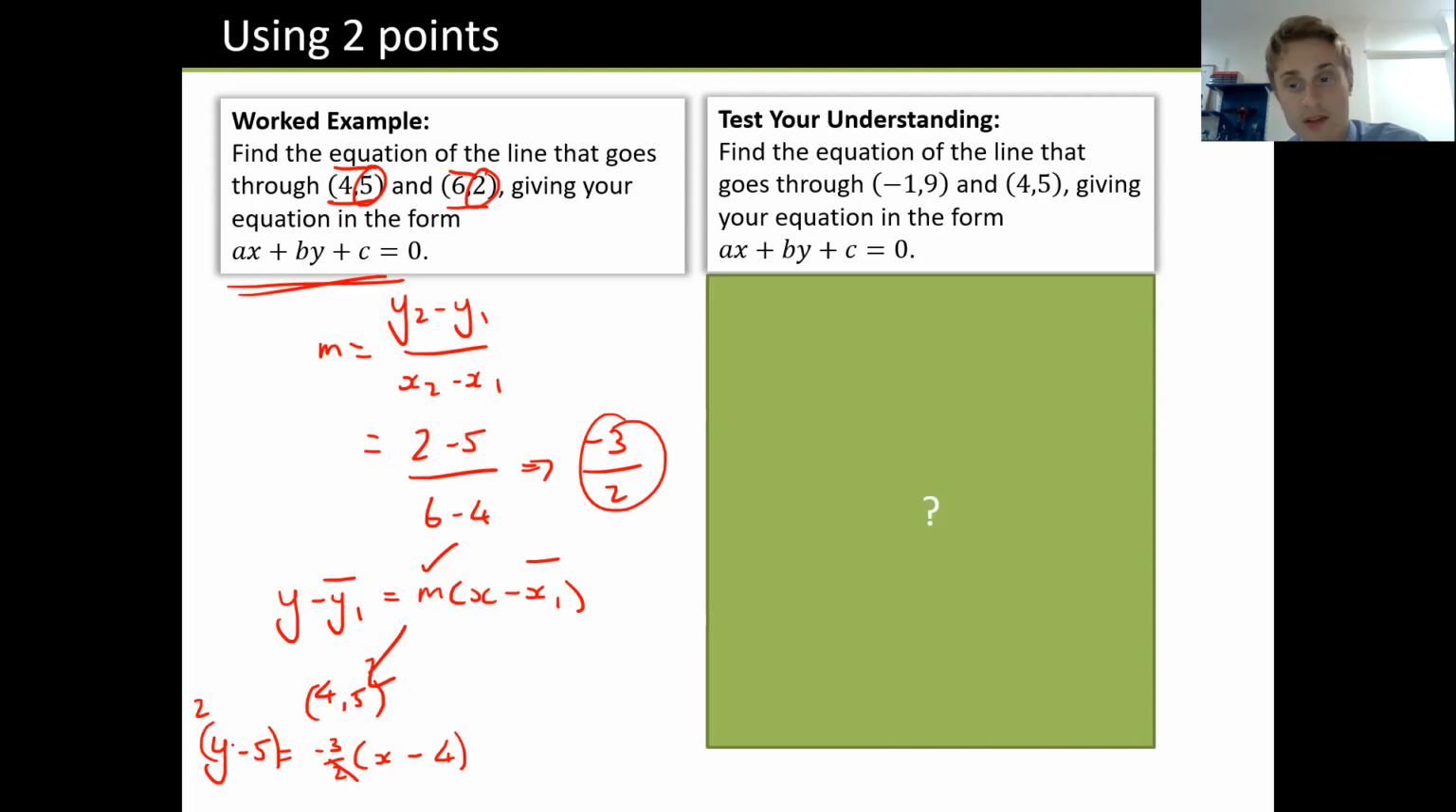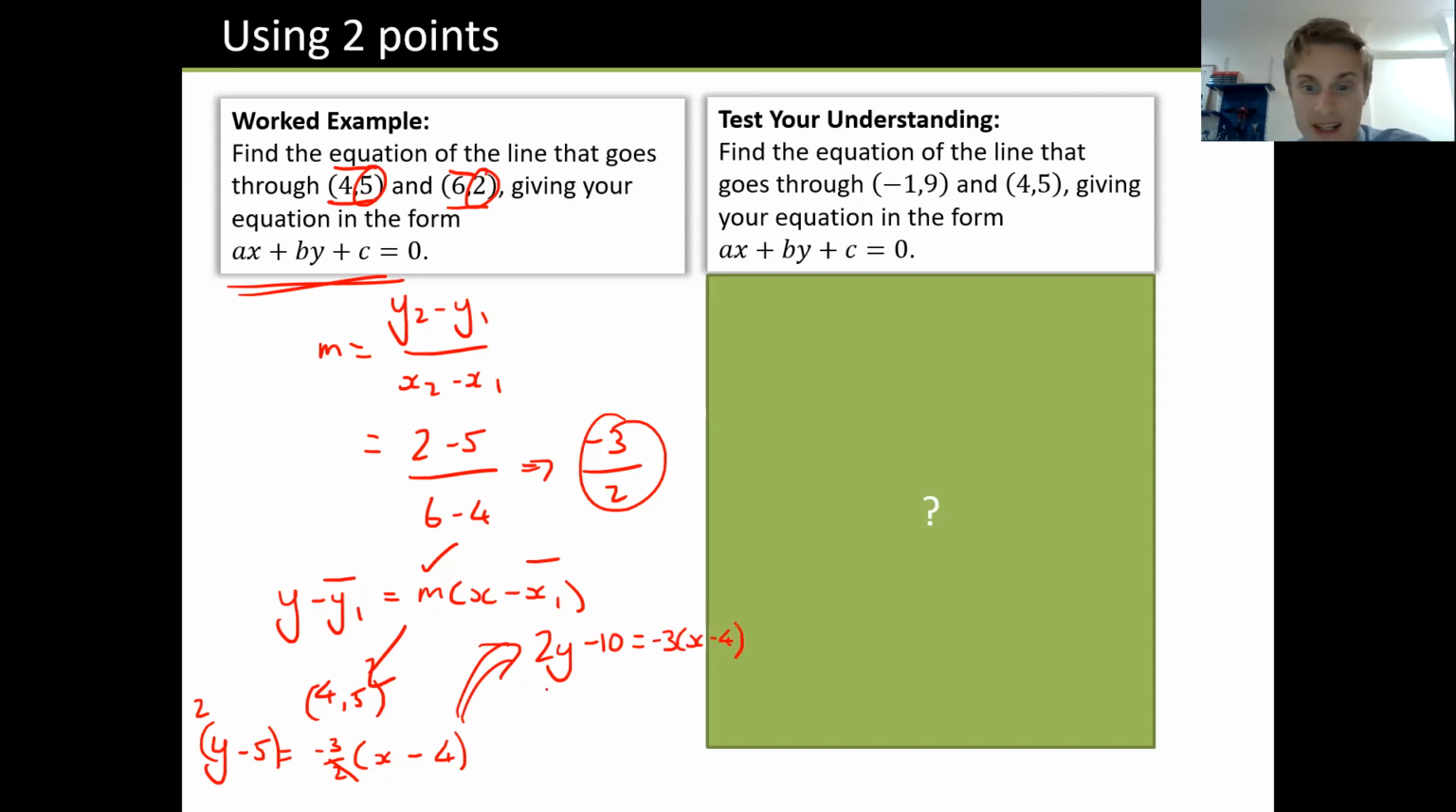I don't do anything else though. On the left, you've got a difference. So if you have a sum or a difference, you need to do both terms. On the right, I've got a product. So if you multiply a product, you just multiply it once. So let's go over here. 2y minus 10 equals minus 3x minus 4.